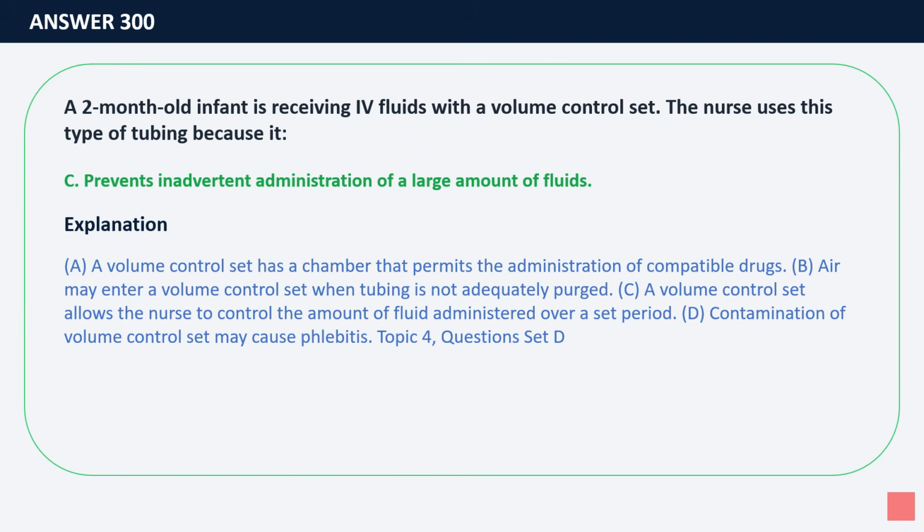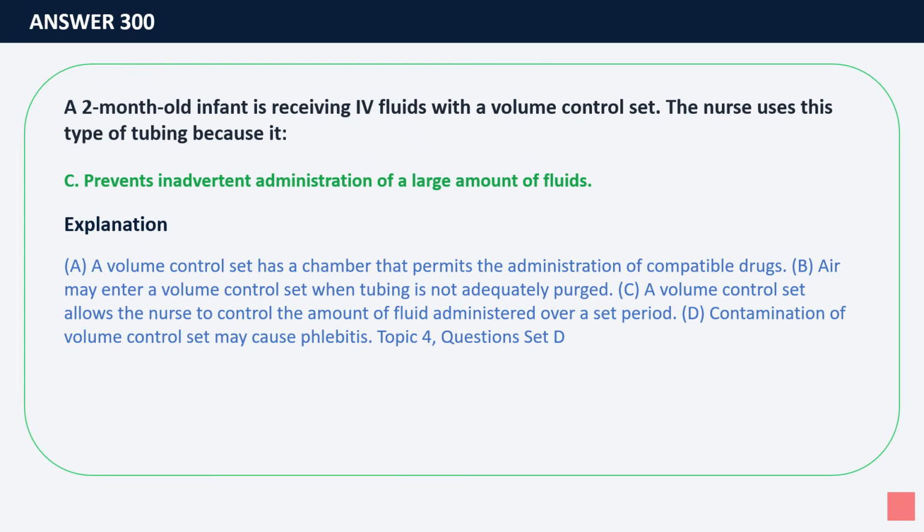Answer: C. Prevents inadvertent administration of a large amount of fluids. Explanation: A. A volume control set has a chamber that permits the administration of compatible drugs. B. Air may enter a volume control set when tubing is not adequately purged. C. A volume control set allows the nurse to control the amount of fluid administered over a set period. D. Contamination of volume control set may cause phlebitis.